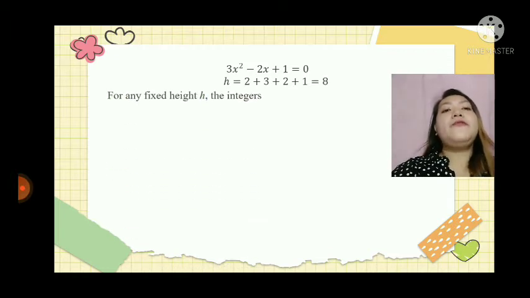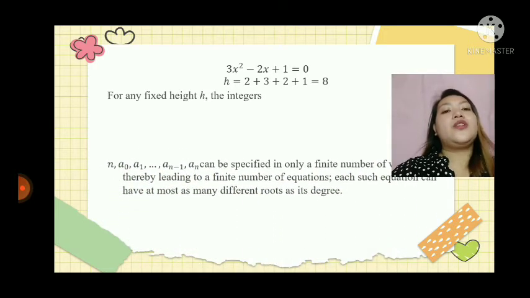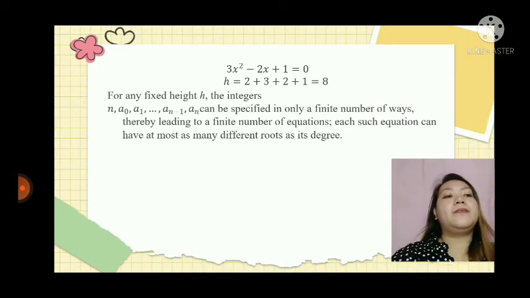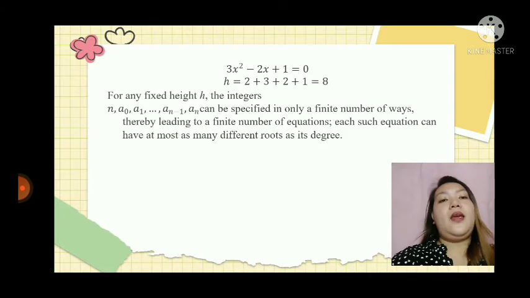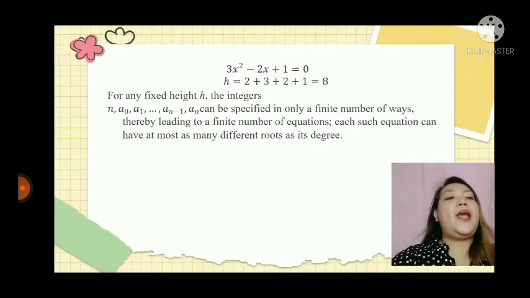For any fixed height h, the integers n, a sub 0, a sub 1, up to a sub n minus 1, a sub n can be specified in only a finite number of ways, thereby leading to a finite number of equations. Each such equation can have at most as many different roots as its degree.